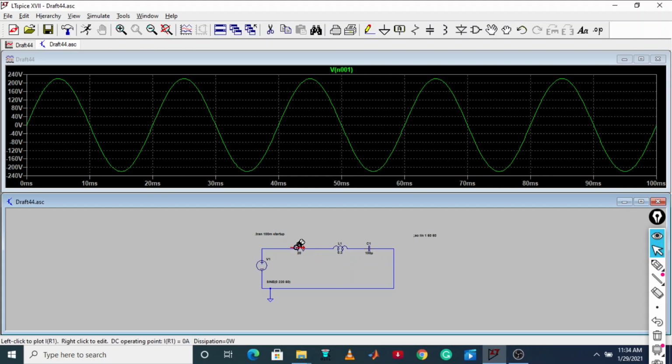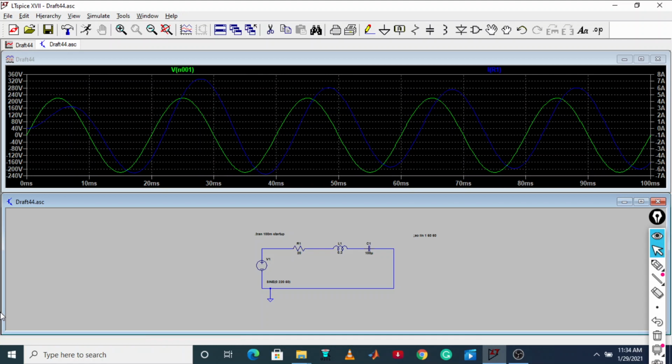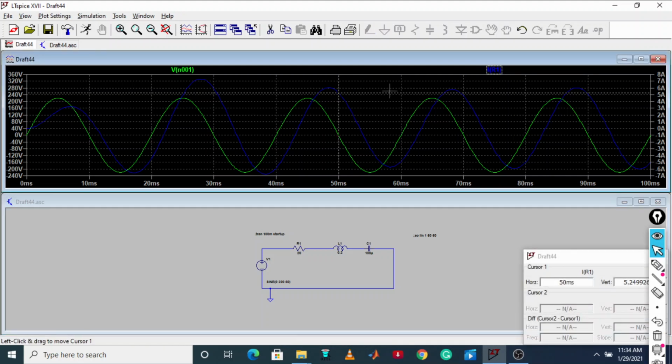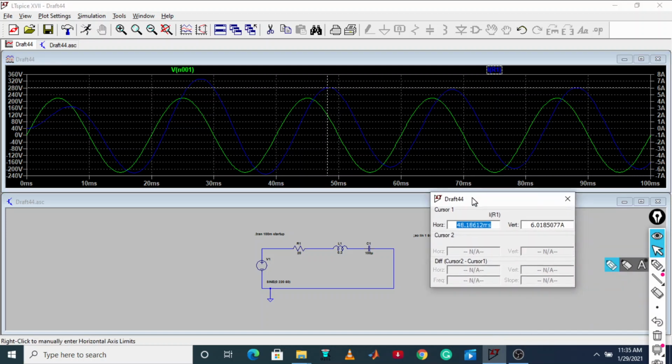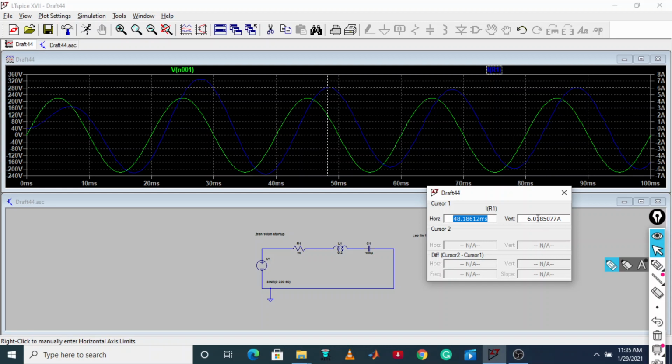Now we are taking the direction of current this way. Now this is your voltage and current. If you want to measure the current, put your cursor over here. Now the maximum value is around 6.01. This is your maximum value. Now if you check this one, this is the maximum value that we have calculated.